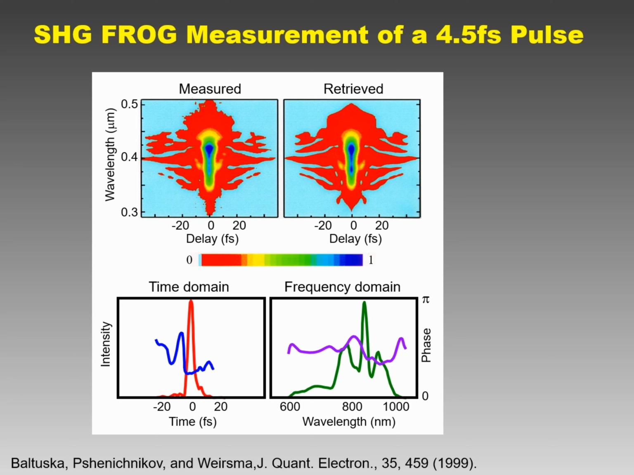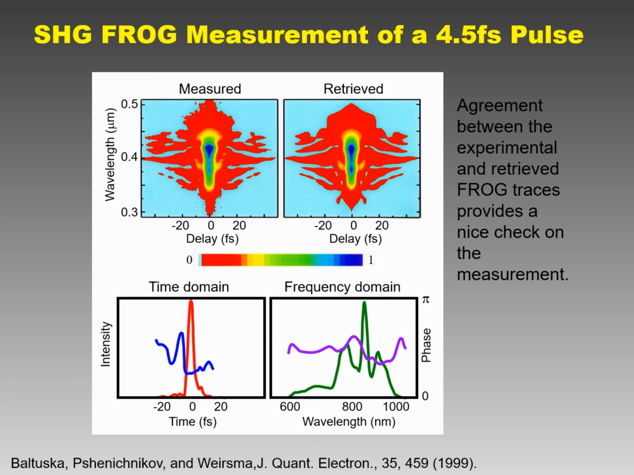Okay, so how well does FROG work in practice? Well, here's a measurement of the 4.5 femtosecond pulse. Notice the excellent agreement between the experimental trace and the trace computed from the retrieved pulse, which provides a nice check on the measurement. This is because the FROG trace massively overdetermines the pulse. There are n² points in the trace, which corresponds to n intensity points and n phase points, or just 2n points. So most things that can go wrong reveal themselves in discrepancies between the measured and retrieved traces.